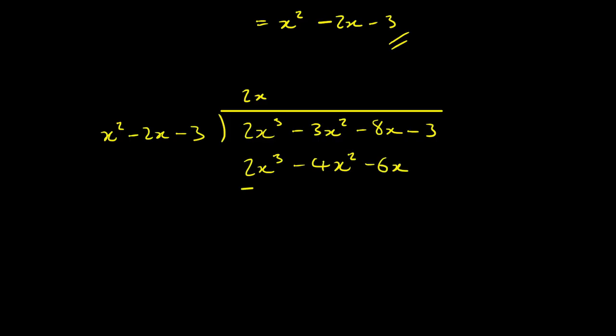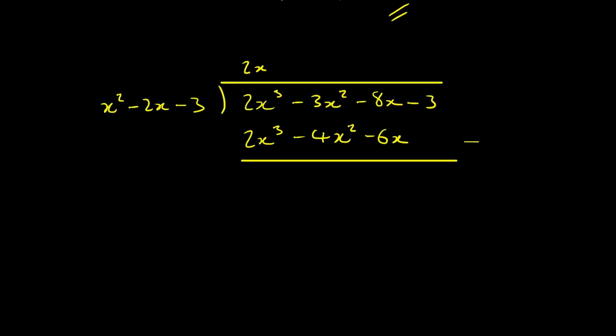Then I subtract the bottom expression from the top. 2x cubed minus 2x cubed is 0. Negative 3x squared minus 4x squared, so I'm adding 4x squared, gives plus x squared. Negative 8x minus 6x is negative 2x. And I'm left with the negative 3. I take the leading term again, x squared, and divide it by x squared. I get 1, so plus 1 there. I take that 1 and multiply it through by the entire divisor, so 1 times that is just x squared minus 2x minus 3.